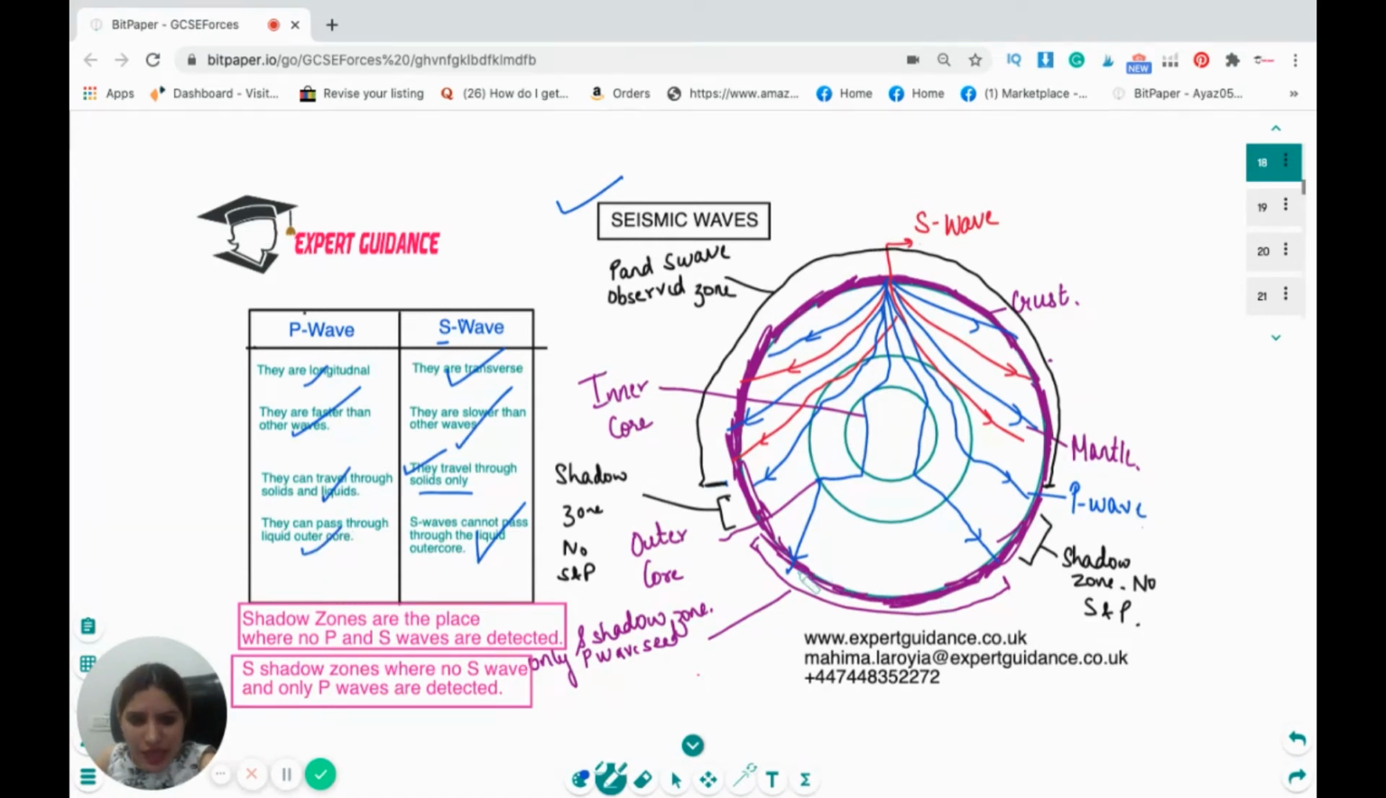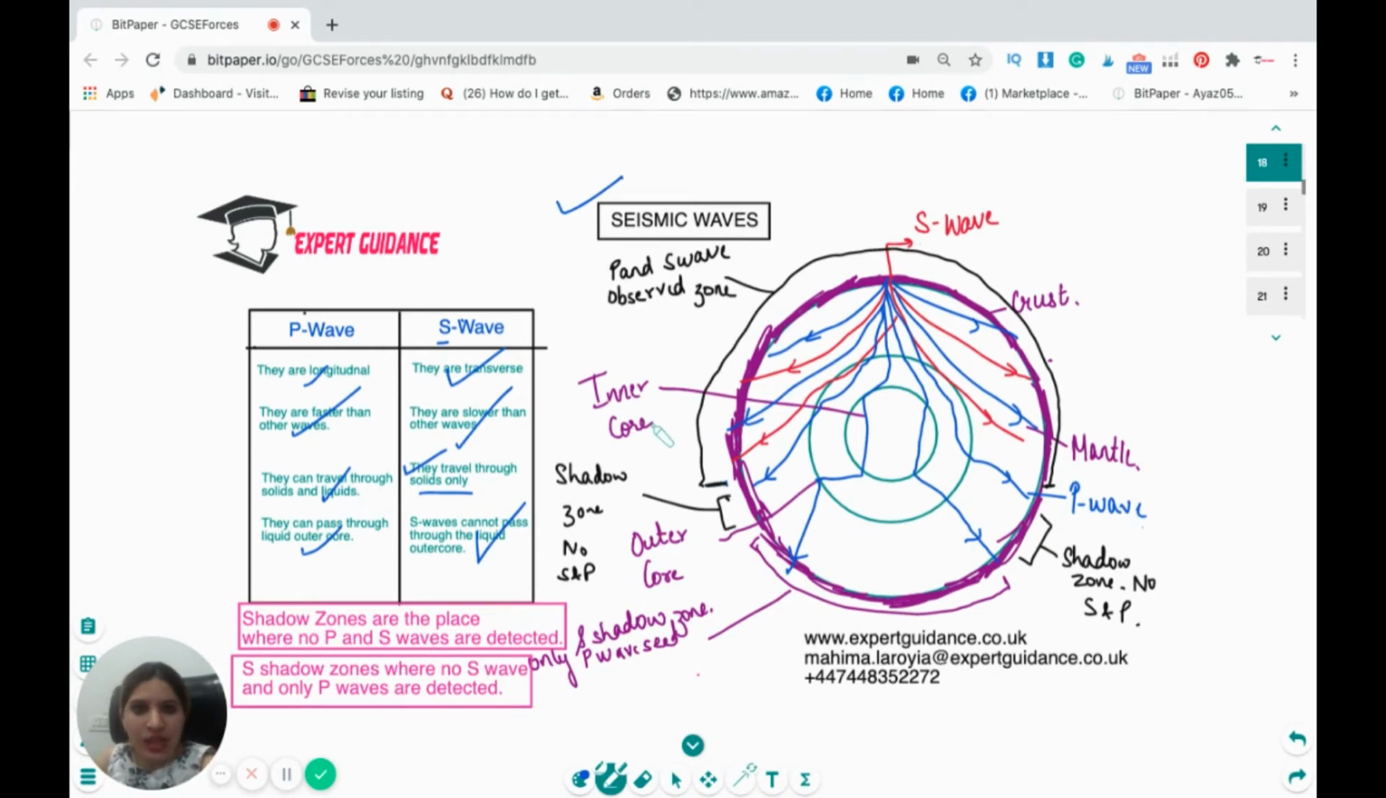And you can see this area, which is between the two blue waves, there you find no S wave. You only see the P wave. So these are known as the shadow zones. Shadow zones are the places where no P or S waves are detected. So the S shadow zone is where no S wave is there, and the P shadow zone is where no P waves are detected.